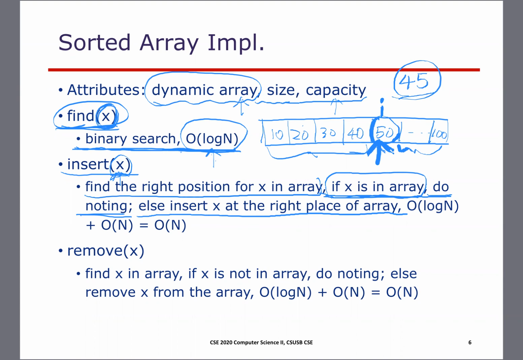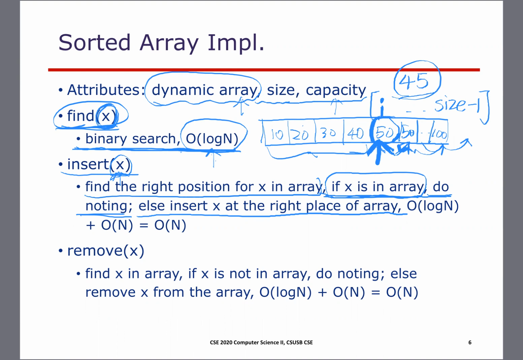So what we need to do is shift all the elements from index I to size minus 1 to the right by 1 cell. That means we move the 100, then the next element, and so on, up to the 50. Now the position at index I is available.